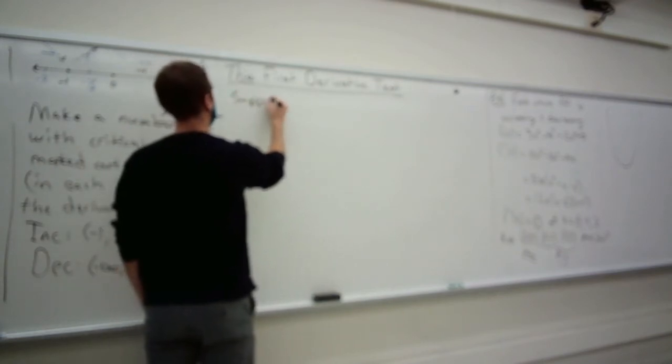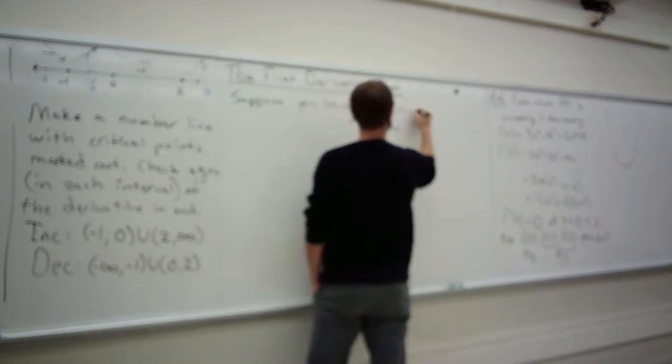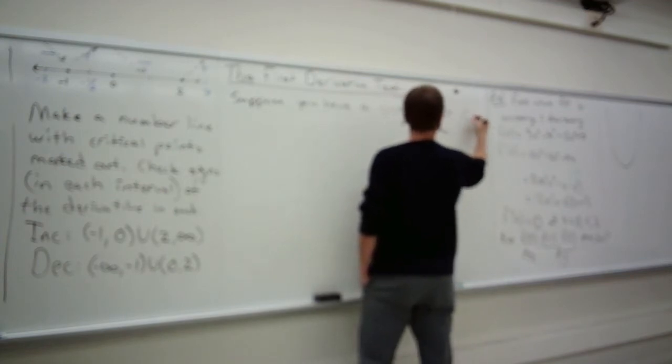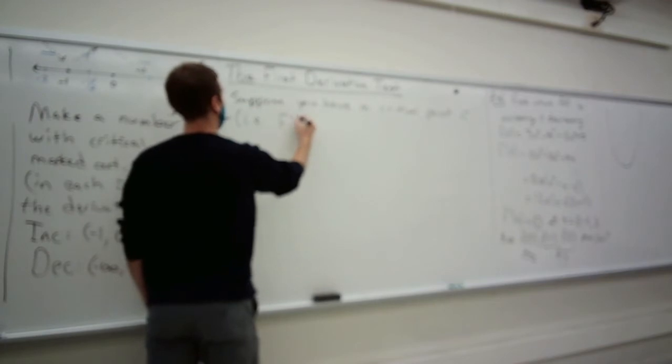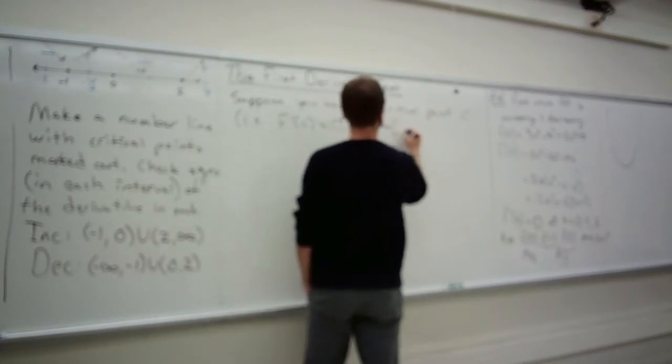So if you have a critical point, C, what does that mean? That means f prime at C equals 0, or f prime does not exist there. We're going to stick with this for now. Suppose you have a critical point C such that f prime at C is 0. And f is continuous.